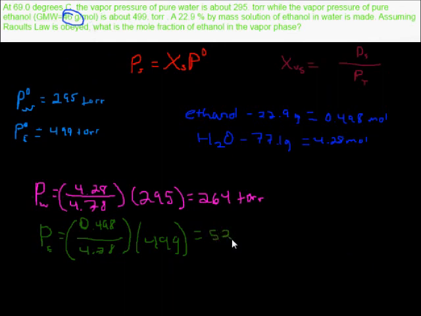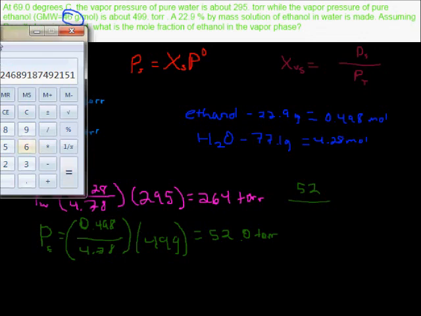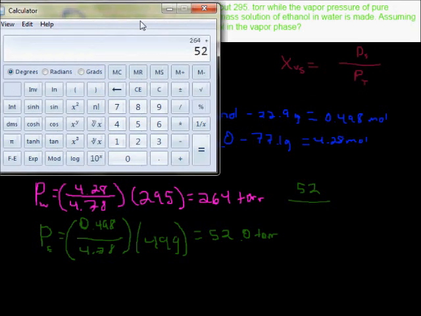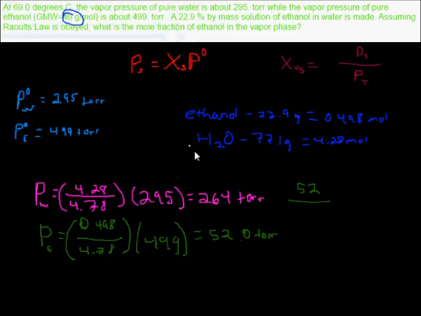So 52.0 torr. Now we have to use this equation. What we're looking for is the mole fraction of ethanol in the vapor phase, which is the partial pressure of ethanol over the total pressure. So we do this divided by this. So 52 divided by the sum, 264 plus 52. 52 divided by 316 equals 0.164. And that's it.